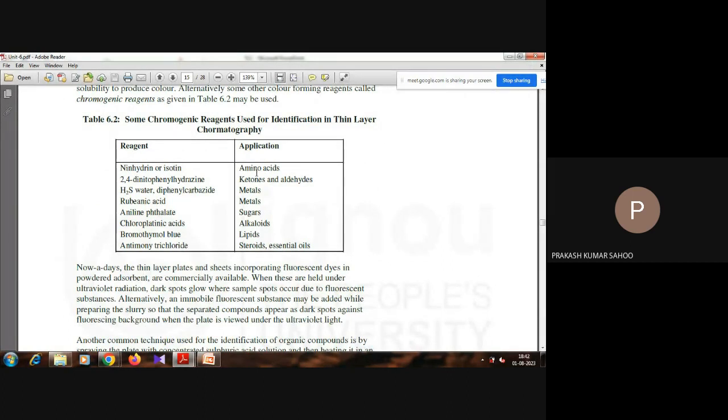Ninhydrin is for your amino acids. 2,4-DNPH is for ketones and aldehydes, hydrogen sulfide water for metals, rubianic acid for metals, aniline phthalate for your sugars, followed by chloroplatinic acid for alkaloids, bromothymol blue for lipids, and antimony trichloride for steroids and essential oils.